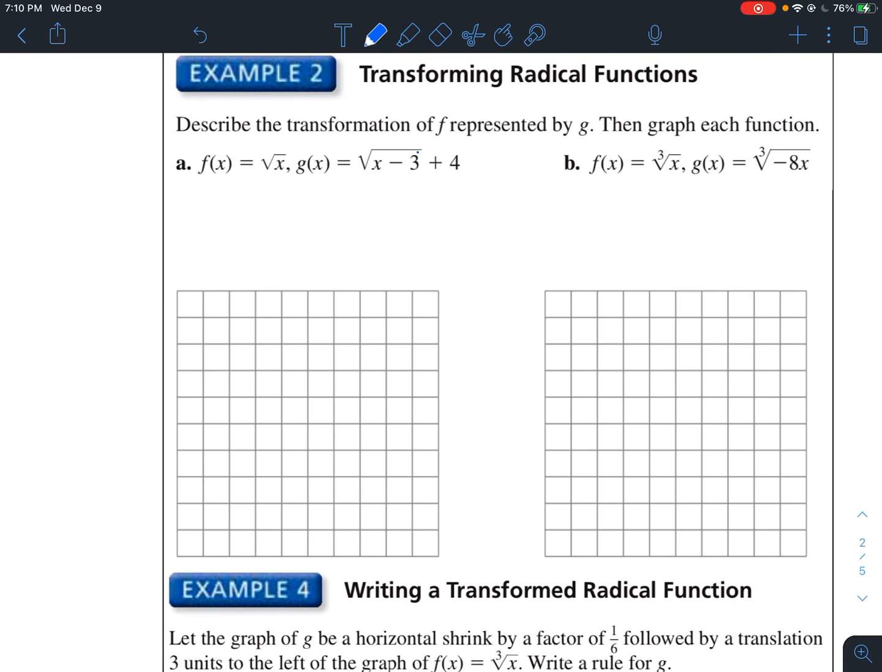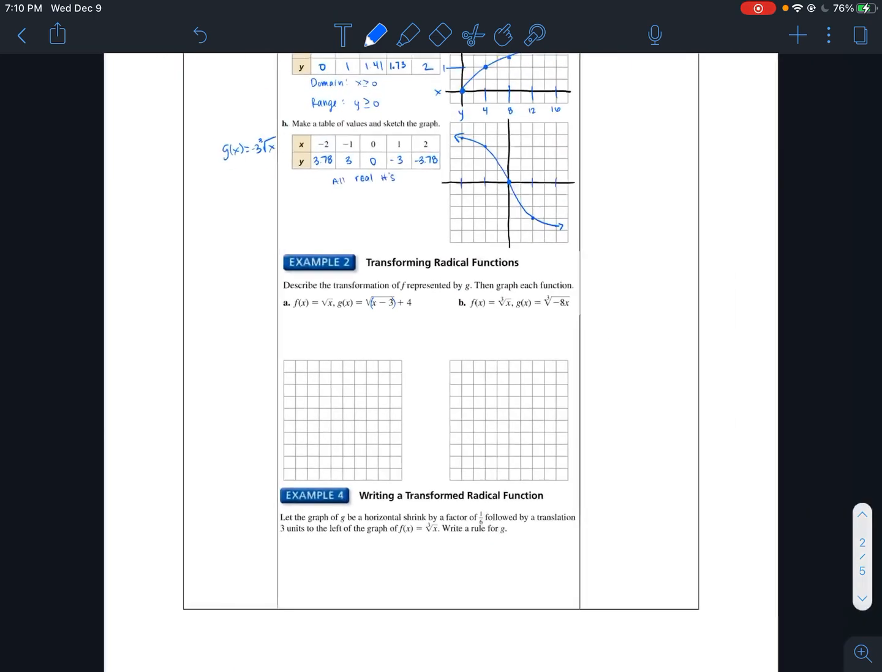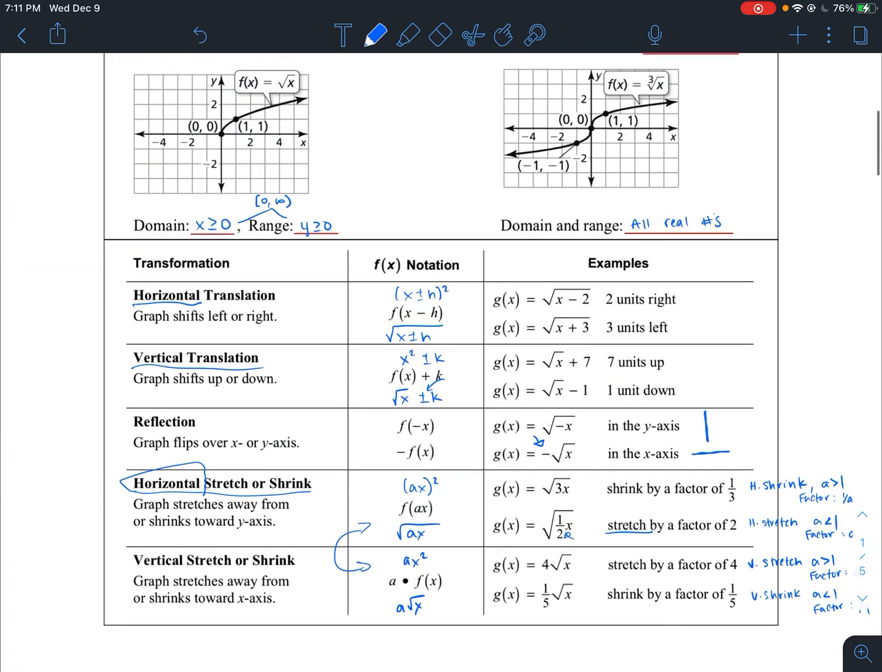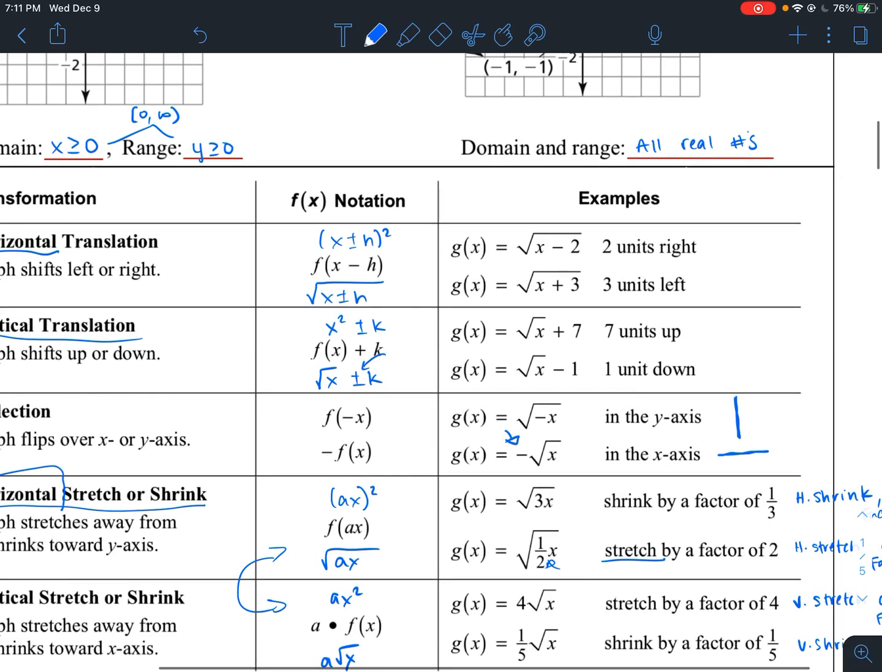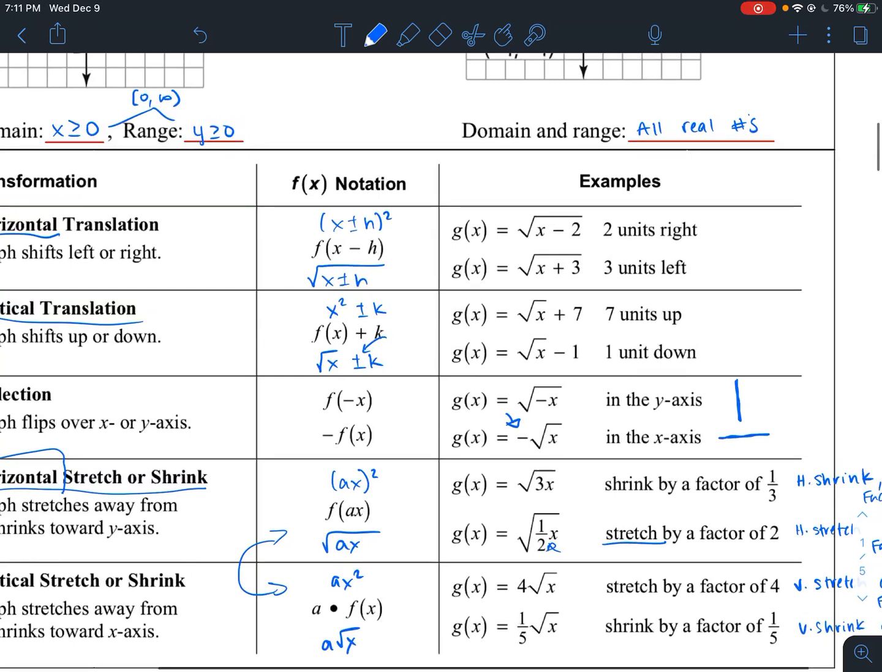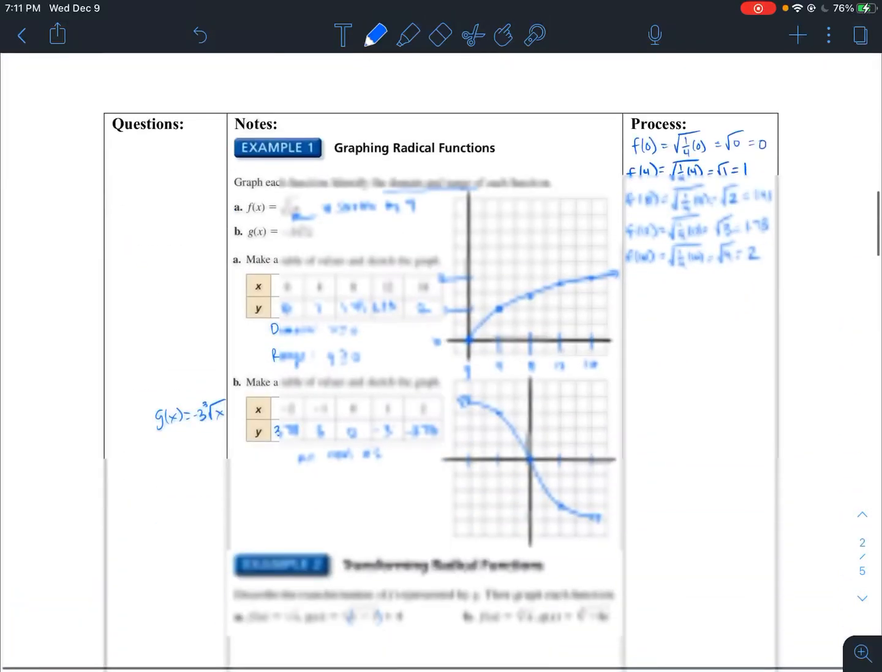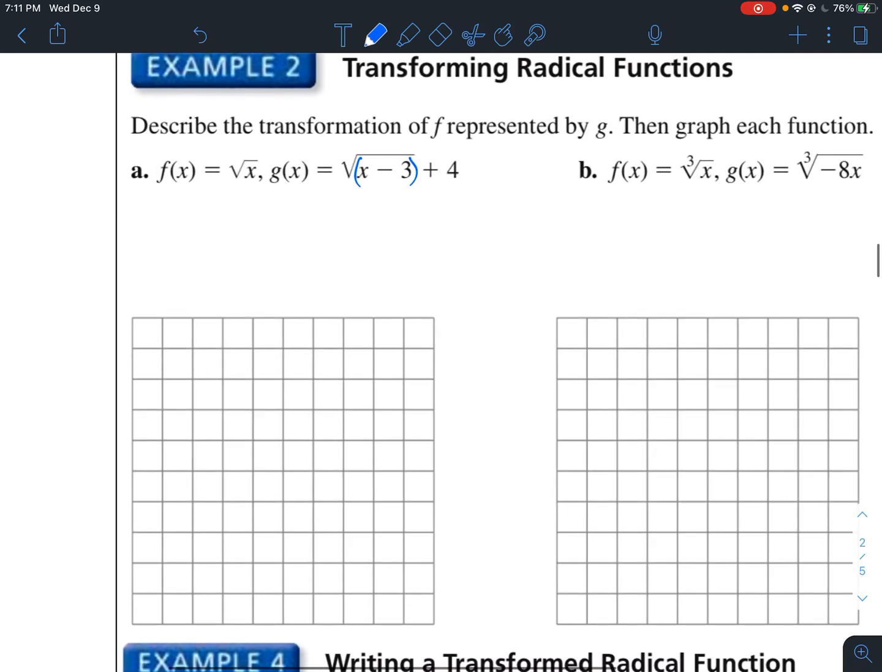So I notice that inside we're subtracting 3. So underneath the radical, you could say. So underneath the radical, that should be a horizontal translation. So if it's minus, you go to the right. If it's positive, you go to the left. Here we have a minus, so we should be moving in the positive direction. So we'll say a horizontal translation right 3 units.